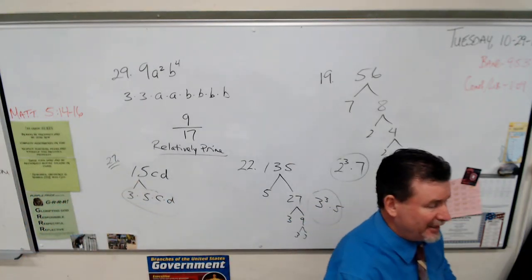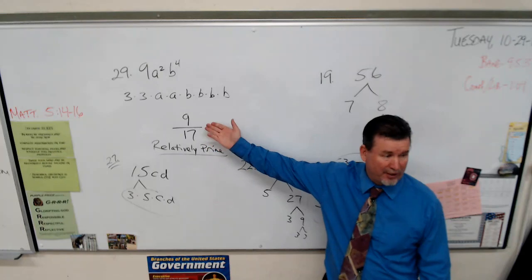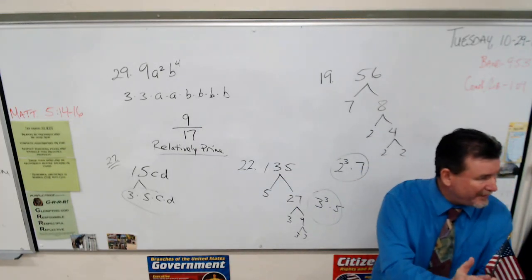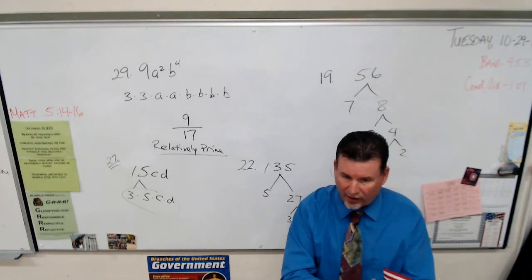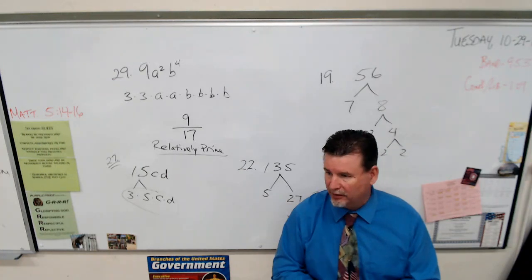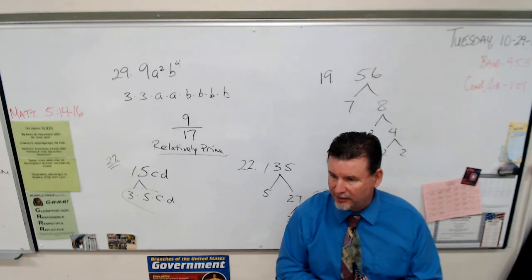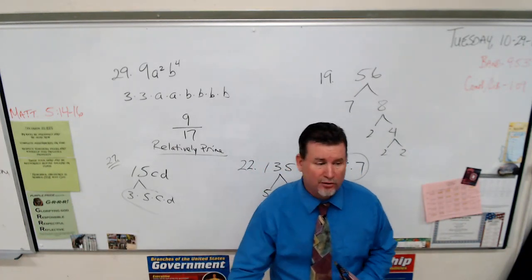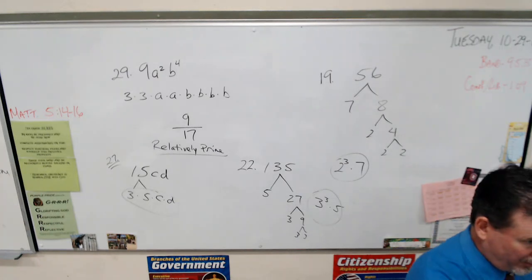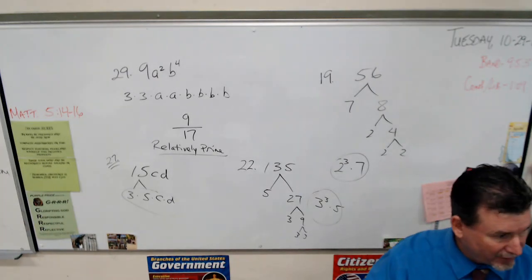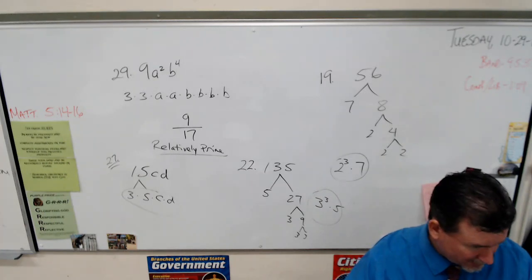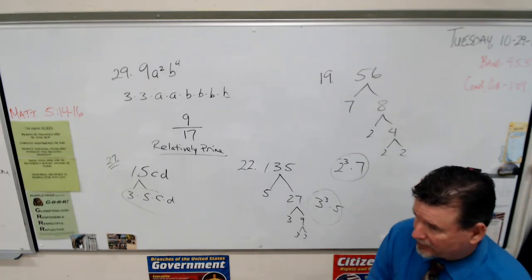9 and 17. One of them's prime, but the other one isn't. But they are prime to each other. They don't share any other factors except one. Are you with me on that, Dominic? Both numbers don't have to be prime to be relatively prime. Relatively prime means they're prime to each other. Make sense? You sure? How about this one?